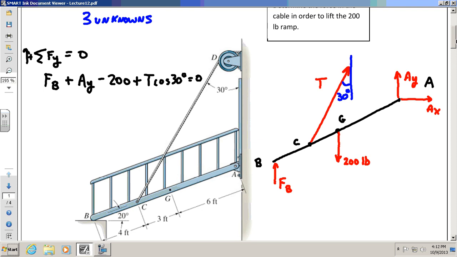The rope is also pulling up, right? T cosine 30. So that's also there. You can't really assume. It's really dangerous to just say, oh, let's just assume they're equal to each other or something like that. There's no real basis for that.